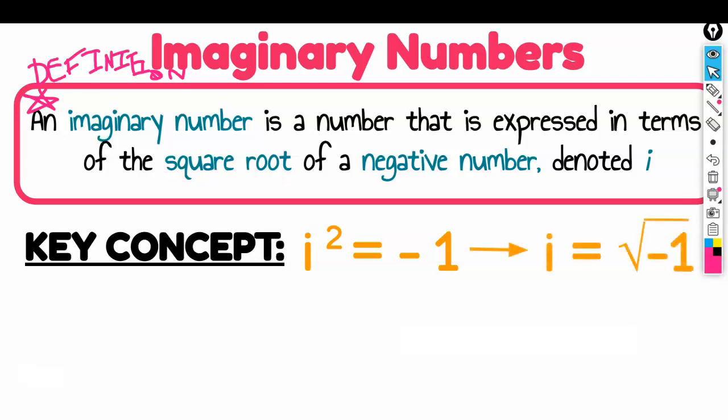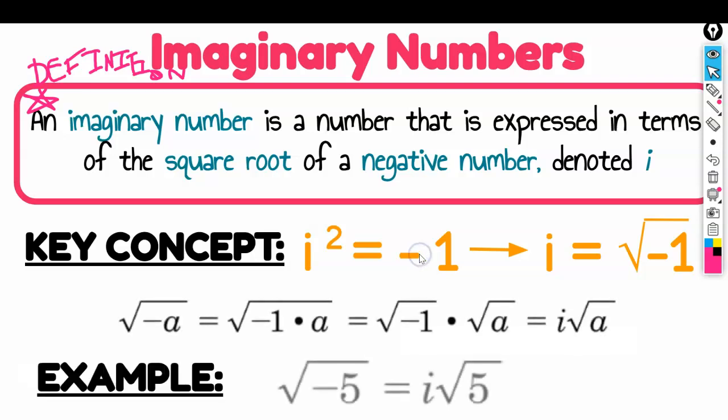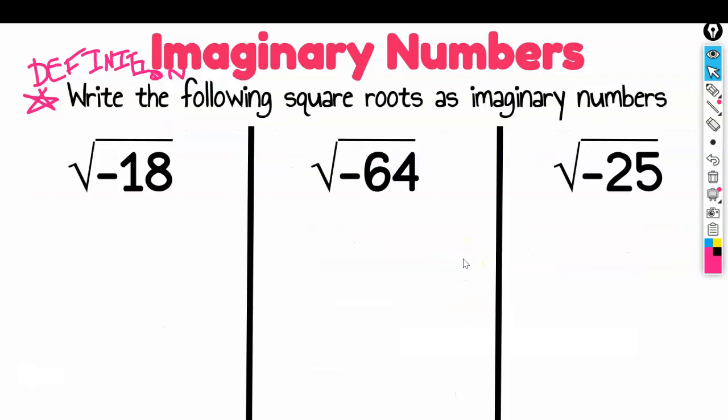Our key concept is this. Since i comes from the square root of a negative number, this is also pretty important to write down: i squared is going to be equal to negative 1. So if I see i squared, that's the same as negative 1. You don't have to write all this down, but this little section here explains what we've got down here. So for example, if I had the square root of negative 5, I don't like a negative in the square root. I want to get rid of it. So I do that by putting an i out front of the square root, and that would leave me with a positive 5 on the inside. So we're going to look at a couple of examples.